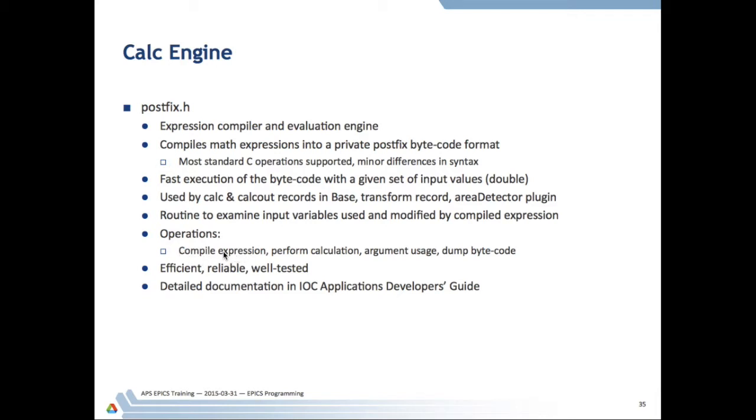So the operations that you need are to be able to compile the expression and perform a calculation, but we also have a routine which allows you to examine the bytecode and tell you which input variables are read and which variables are set, because you can have multiple expressions in this string, and the expressions can also include assigning values to variables. So this argument usage function can query the bytecode and say, yes, this reads A, B, and C and sets H and K, as well as returning a value. And then there's also a function for dumping bytecode for debugging purposes. As I said, efficient, reliable, and certainly well tested. If you want detailed documentation, the application developer's guide covers all the expressions that are supported and so on, and how to use this.